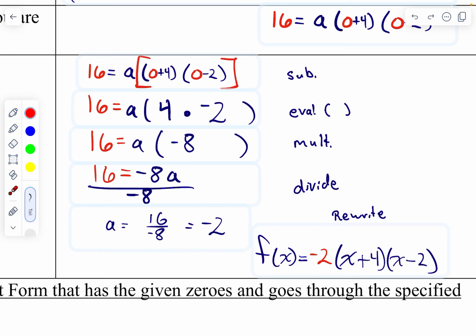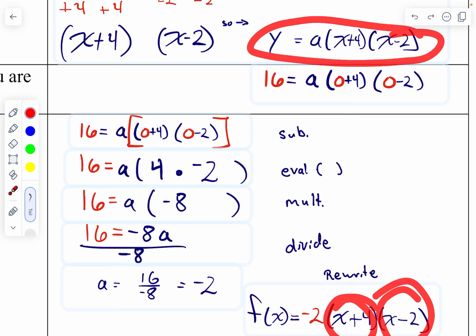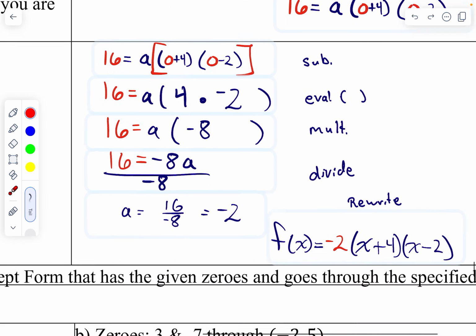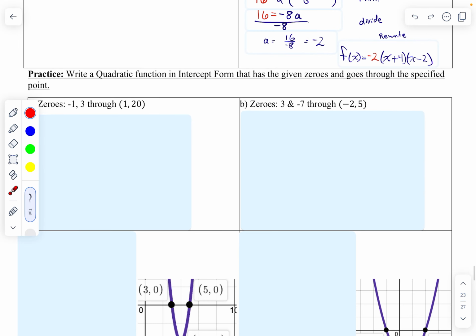It's -2. So when I go to rewrite my function, now I can actually put in that a value of -2. And the factors, x plus 4, x minus 2, are exactly what we found for that first step going back to 4.4.1. So this is a great time. Pause the video. Work through these practice problems, and when you're ready, unpause, and we'll go through them together.